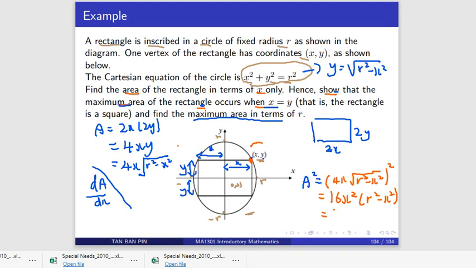And then it gives you 16 bracket r squared x squared minus x to the power 4. So this is A squared, and A squared can just be denoted by another letter called S. You'll find that to maximize A is the same as to maximize A squared, which you call S. And if from here you find dS/dx, it is easier because there is no square root sign.